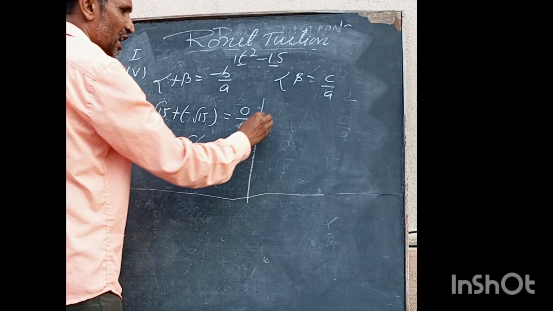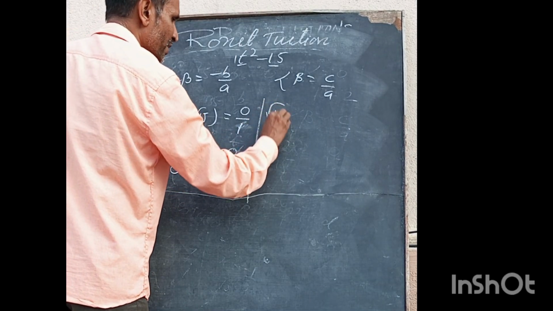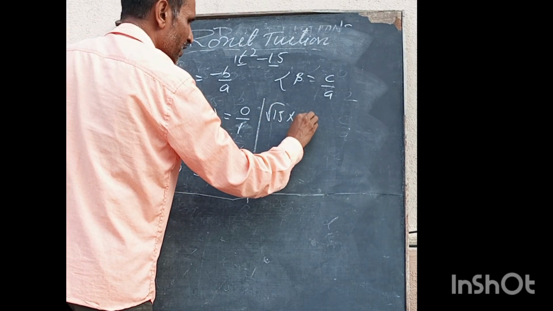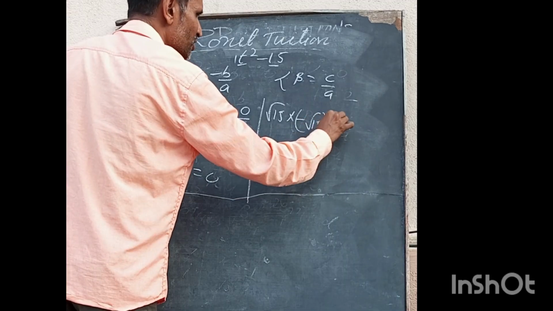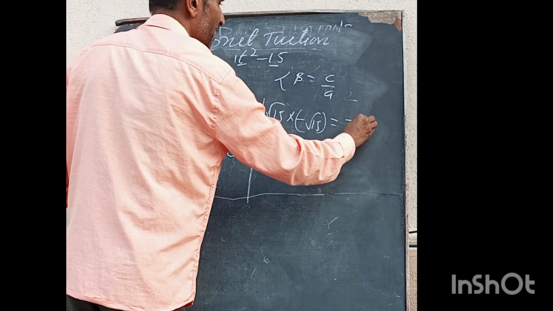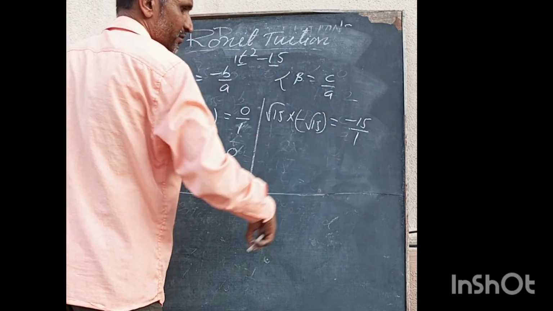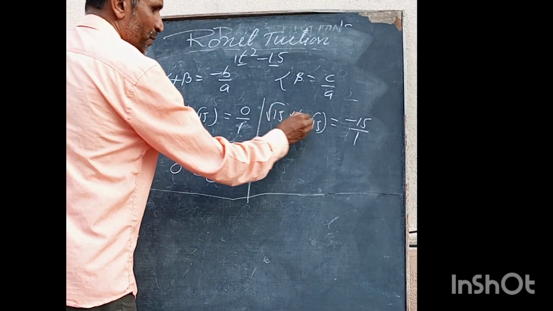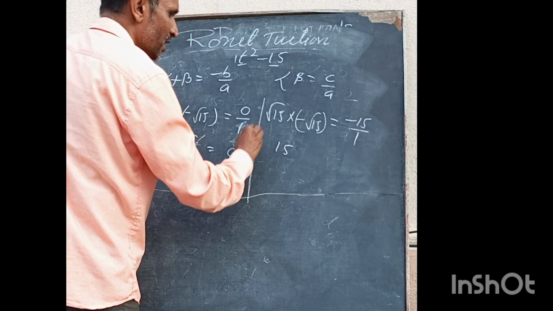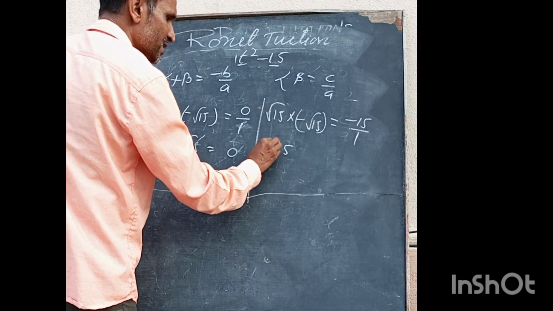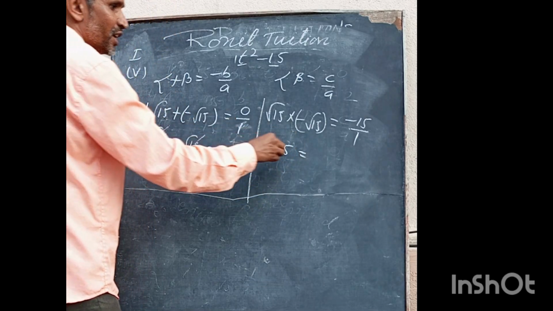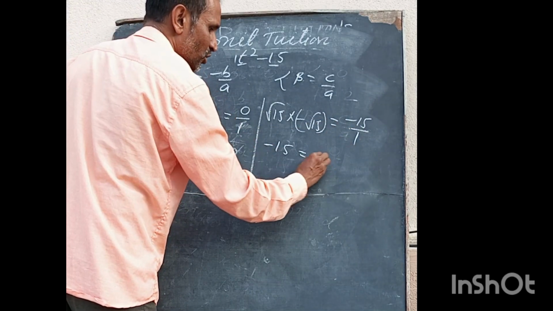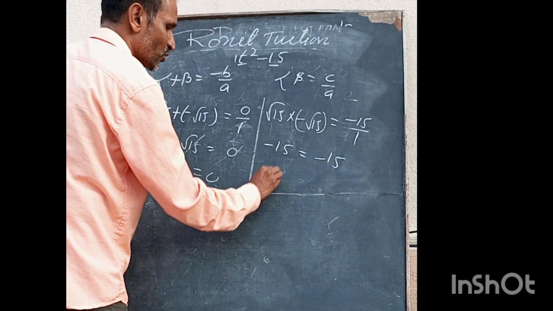Alpha and beta: alpha root 15, beta minus root 15, is equal to c by a. The c value is minus 15, the a value is 1 in that. So we write root 15 times root 15 becomes 15 only, plus into minus becomes minus, is equal to minus 15, equal to minus 15 by 1, is equal to minus 15 only. Hence it is verified.